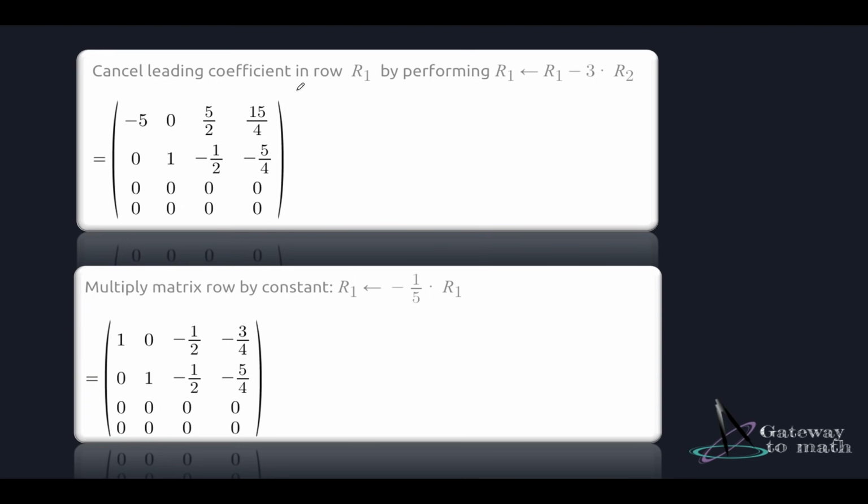Let us now cancel leading coefficients in row 1 by performing the following operation: R1 minus 3 times R2. So we have minus 5, 0, 5 by 2 and 15 by 4. And now let us multiply the matrix row by minus 1 by 5. So we have a 1 here, 0, minus 1 by 2, minus 3 by 4, 0, 1, minus 1 by 2 and minus 5 by 4 respectively. So the matrix right here was in row echelon form, and then we brought the matrix into row reduced echelon form, by getting the diagonal entries as 1.